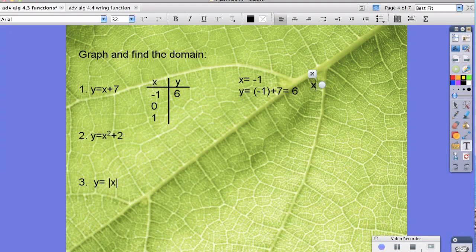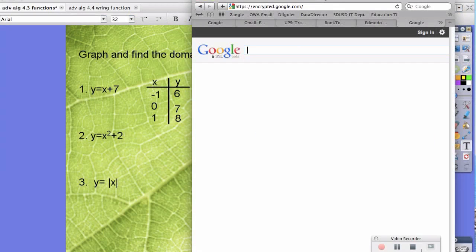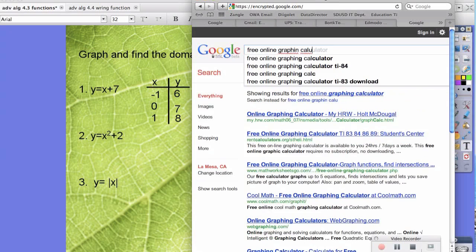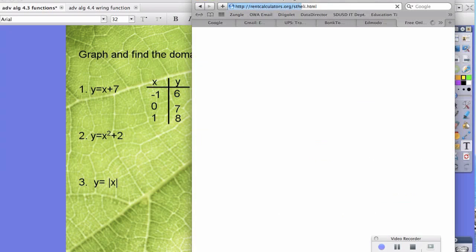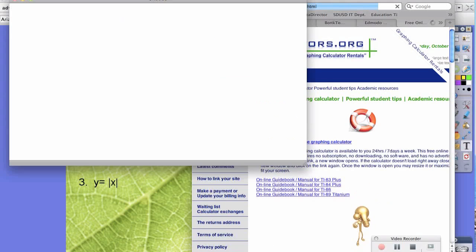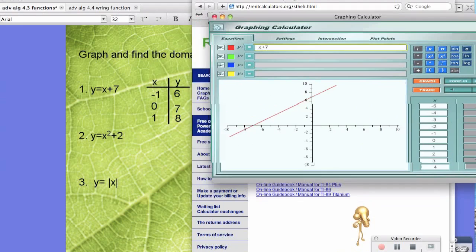And when x is equal to 0, we can substitute that value in. Y equals 0 plus 7. So that would be 7 here. And doing the same method, this would turn out to be 8. When we graph this, however, we're going to need to plot these points. So what we're going to do is go online and find our handy dandy free online graphing calculator. And we are going to graph this function. So that was x plus 7. And we get the following line.